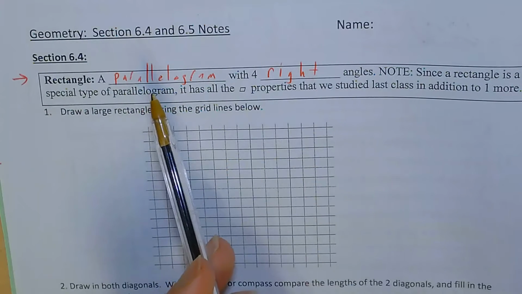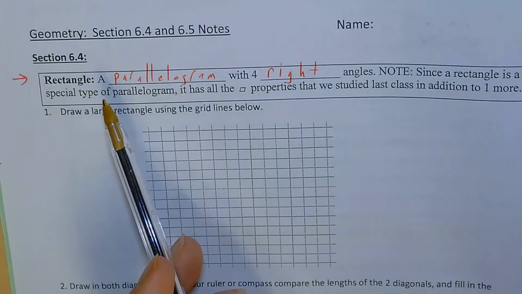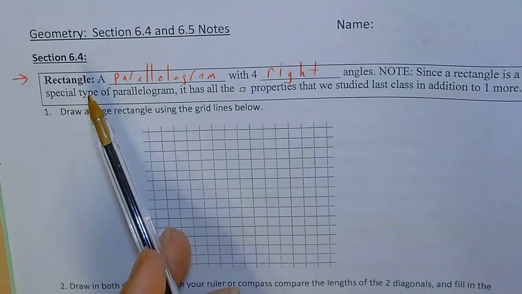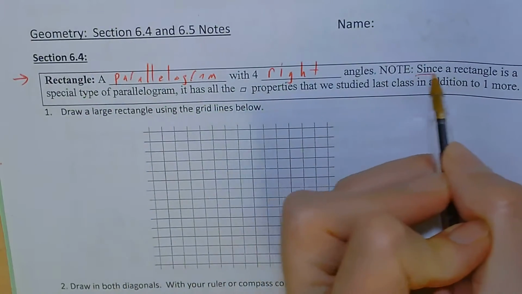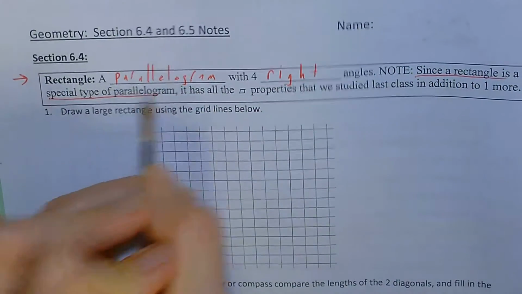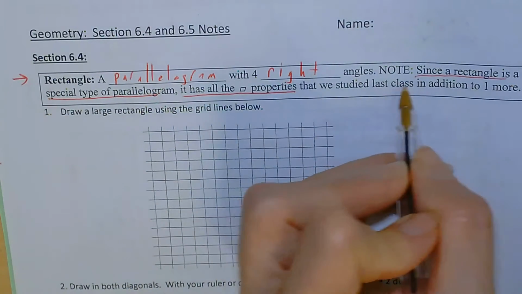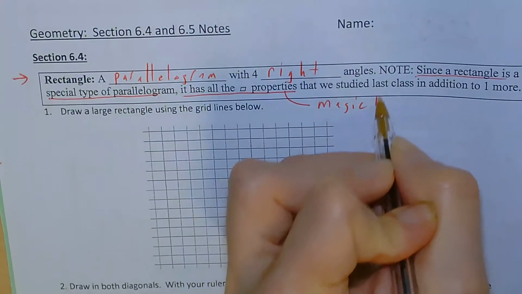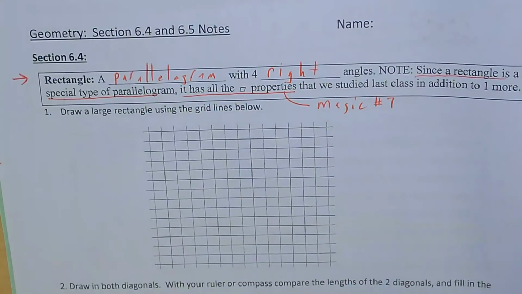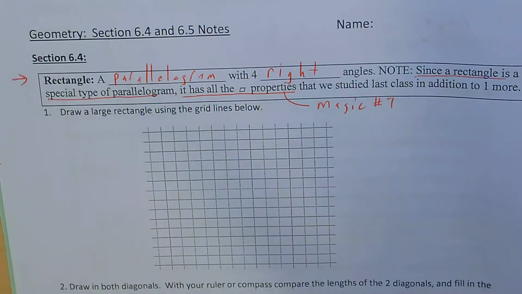Keep in mind a rectangle is a parallelogram, so the magic 7 that we talked about in the last set of notes also applies to a rectangle already. So it already has 7 before we started. So that's what I said here. Since a rectangle is a special type of parallelogram, it has all the parallelogram properties that we studied. This says last class, but it would be last notes. So it's going to have the magic number 7 because there are 7 things that are true about it. Now, there are a couple of other things that are true about a rectangle. In addition to being the parallelogram, it's got some other properties.